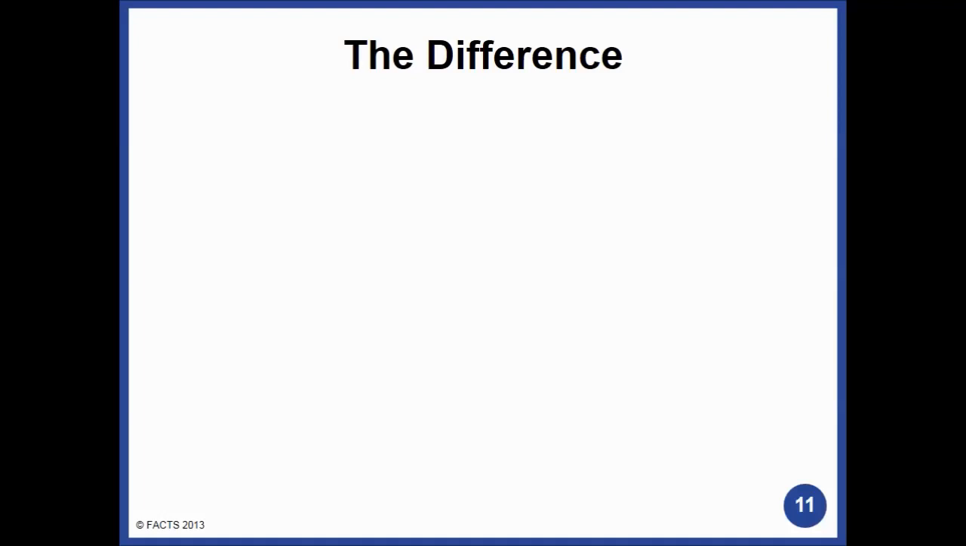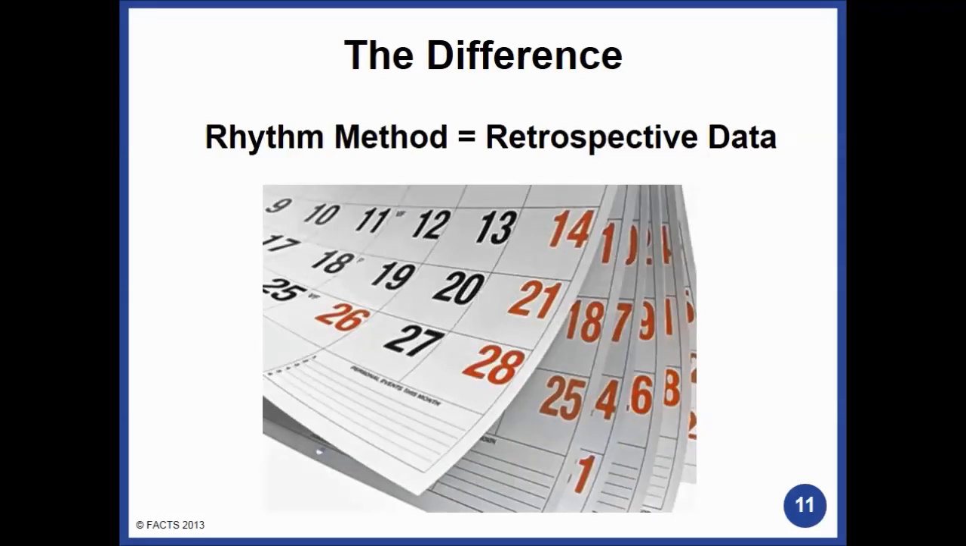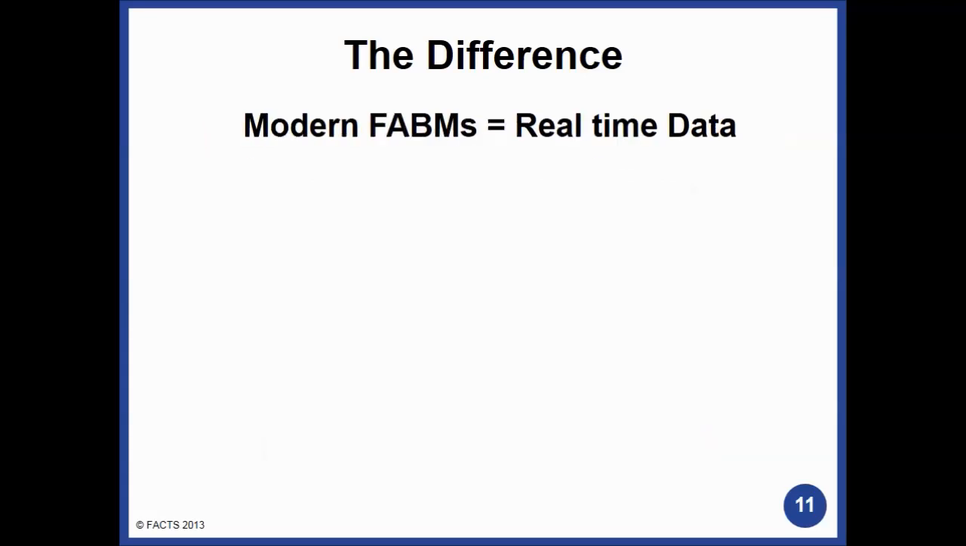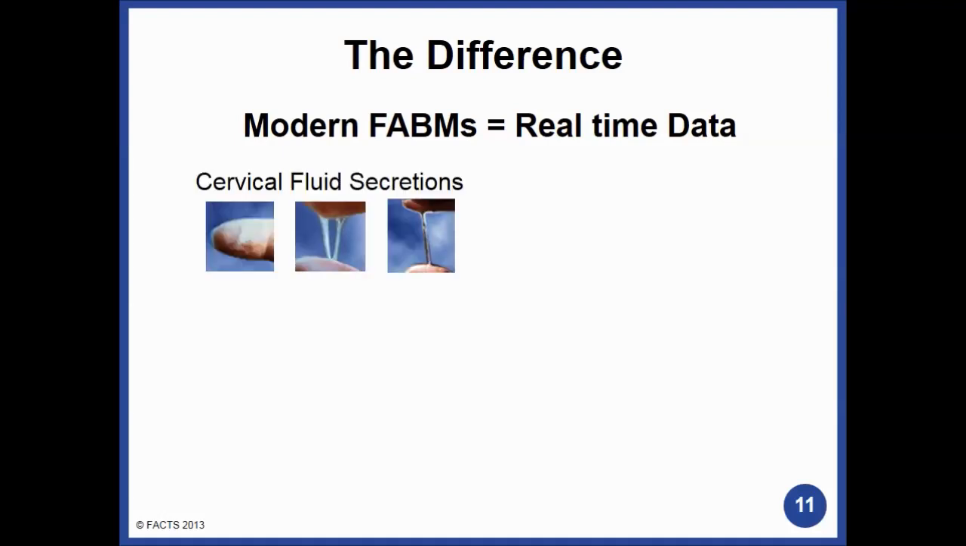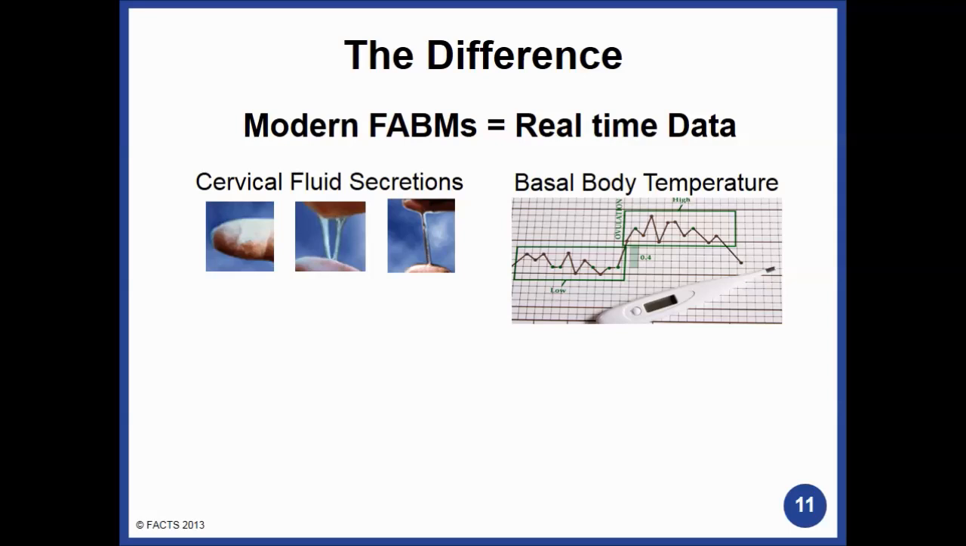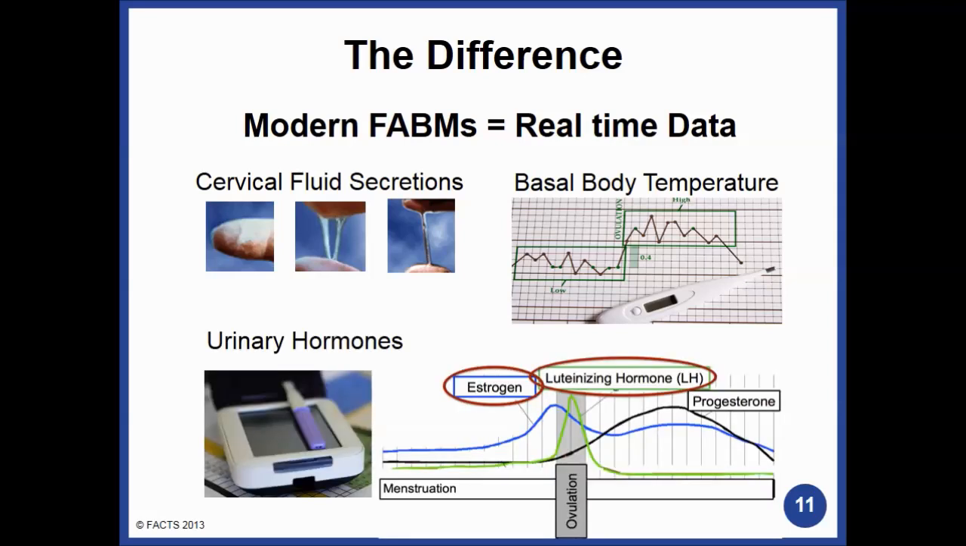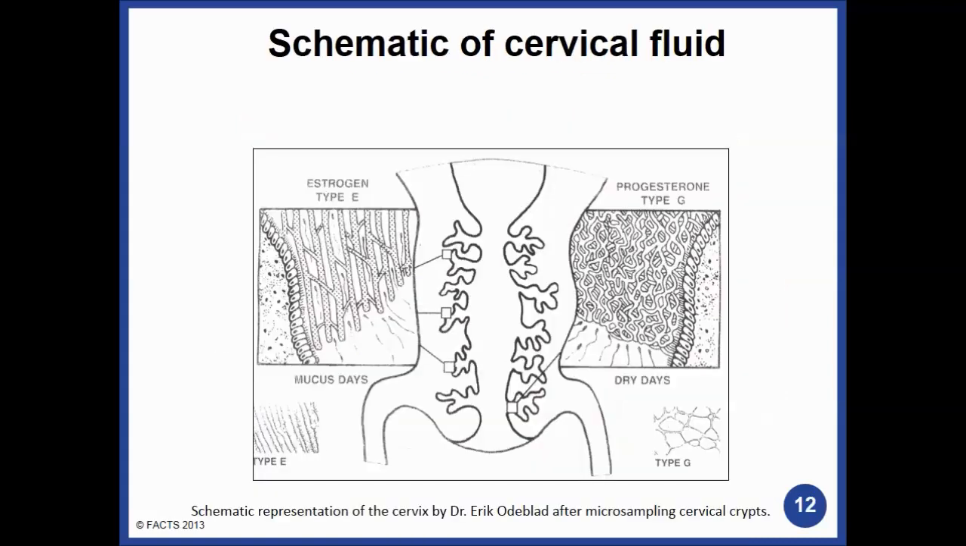So the difference really between modern fertility awareness-based methods and the rhythm method is the data. With the rhythm method, women would basically track the length of their previous cycles, and based on the shortest and longest length of their cycles in the last 6 months, they would use a formula to try to calculate and predict their fertility for the coming month. So you're using retrospective data to predict future fertility. With modern fertility awareness-based methods, women are using data in real time. They're using daily observations of their cervical fluid, measurements of basal body temperature, urinary hormone measurements to identify their likelihood of fertility in that moment. So it's using real-time data.